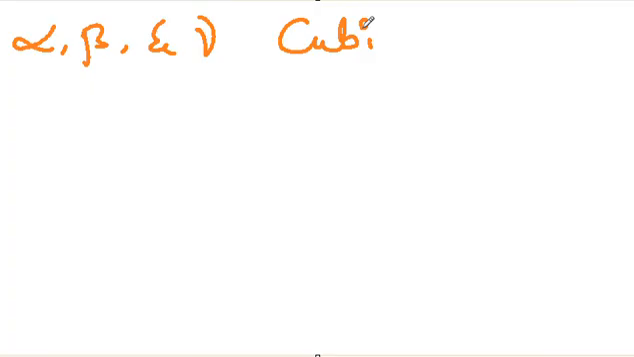So in general, you consider three zeros here. Alpha, beta and gamma are the three zeros of the cubic polynomial. So cubic means the degree will be 3. You are getting 3 solutions here.